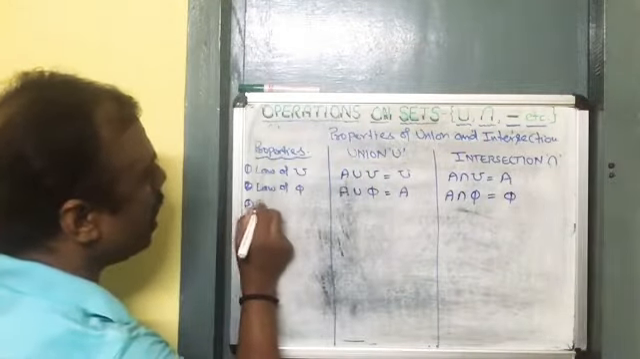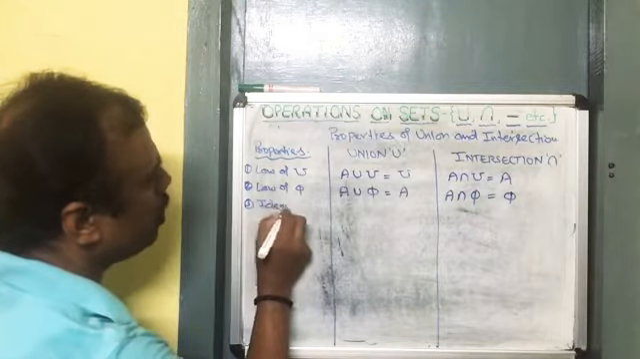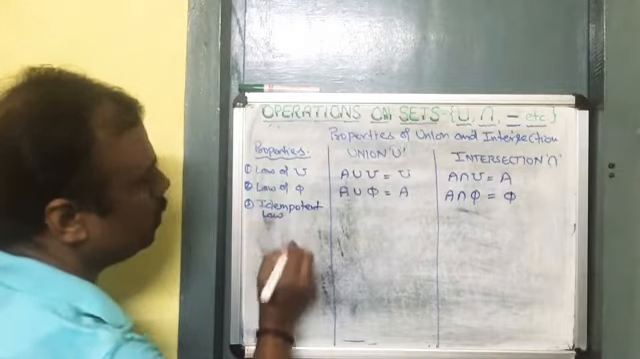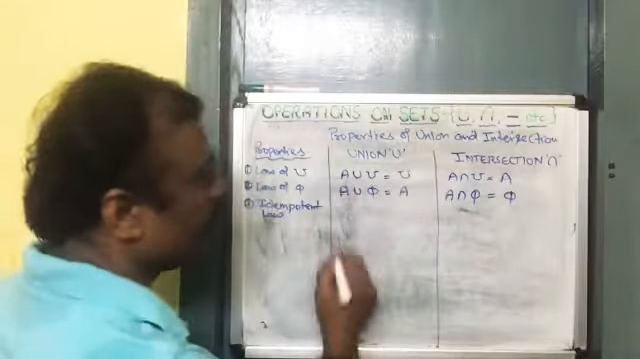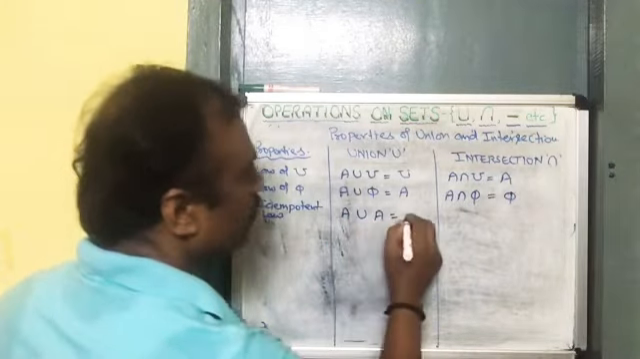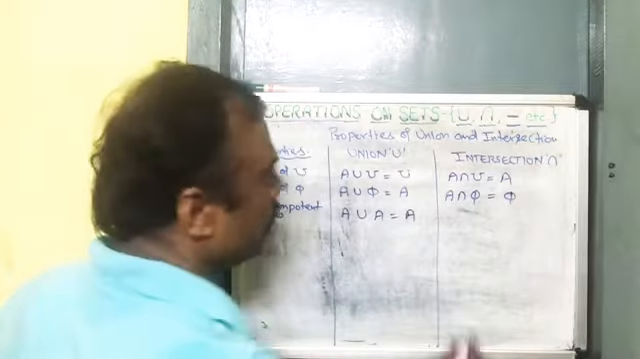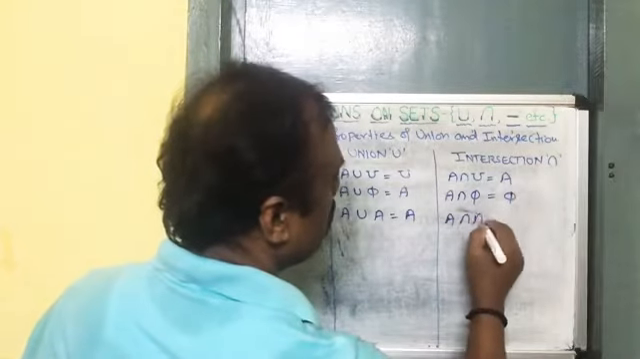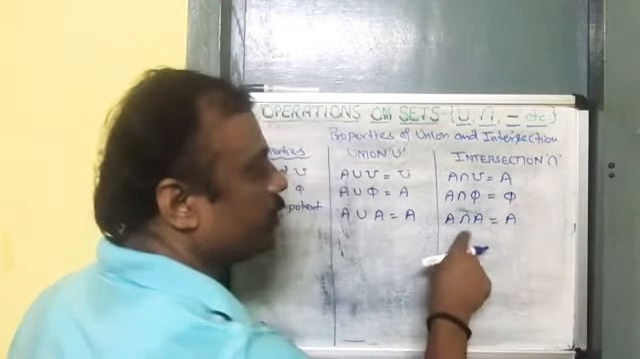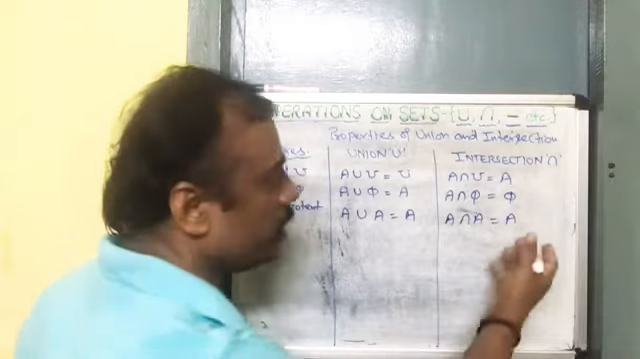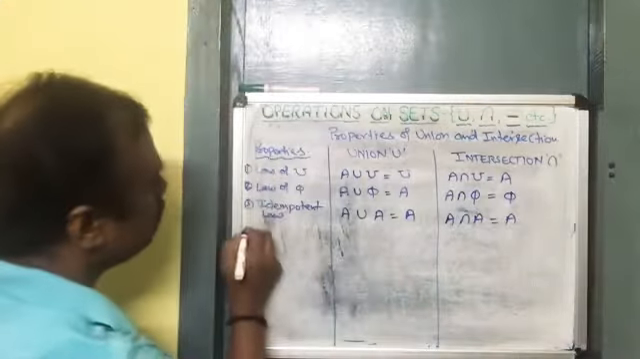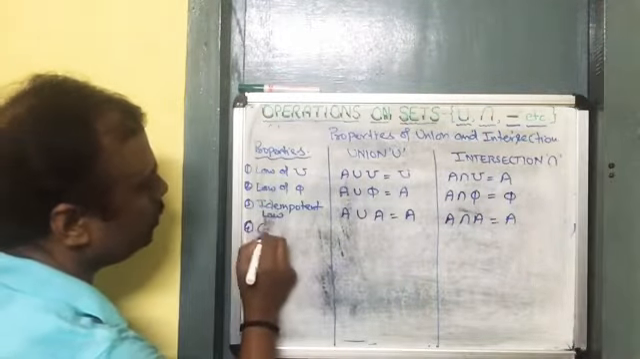Third, the idempotent law. In this law, we take A union A. What will we get? We will get A. A intersection A, what will we get? We will get A. So the intersection of the same set gives the same set, and the union of the same set gives the same set. Fourth, commutative property.